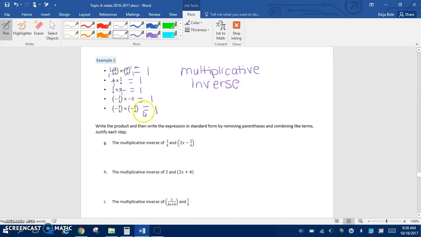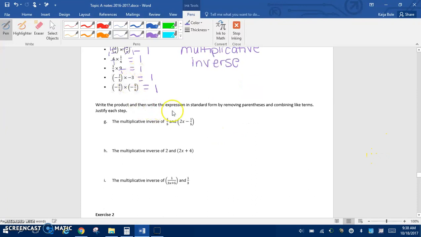So, in our last example here, it says write the product and then write the expression in standard form by removing parentheses and combining like terms. So it says the multiplicative inverse of 1/5 and 2x minus 5. So it says write it as a product. So the multiplicative inverse of 1/5 would just be 5/1, right? Or 5. And now we are multiplying, so we would have 2x minus 1/5 on the inside. And now if we just multiply, 5 times 2x would give us 10x. And then 5 times negative 1/5 would just give us a minus 1.